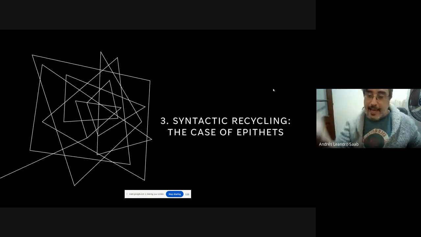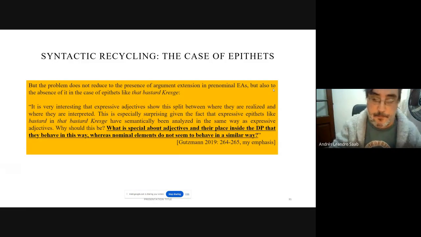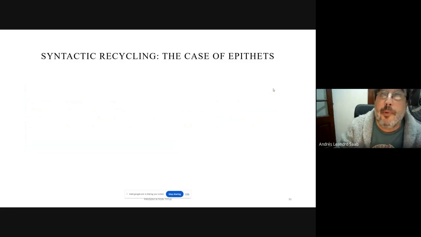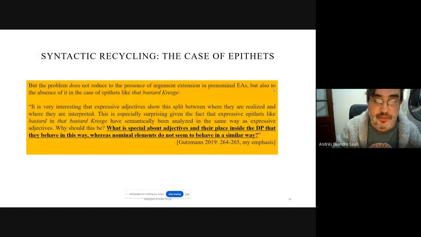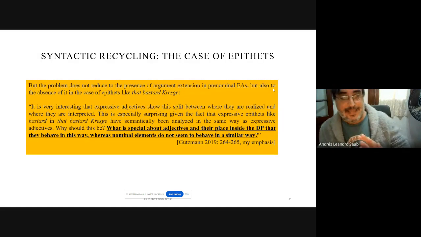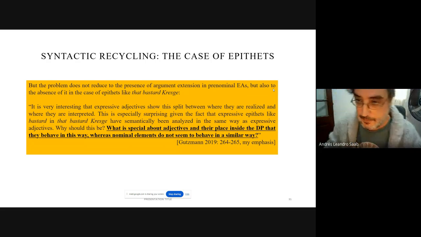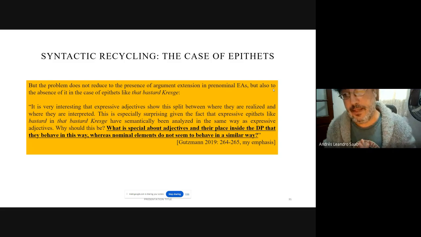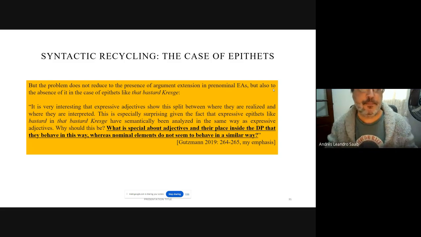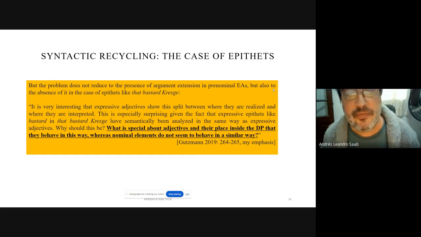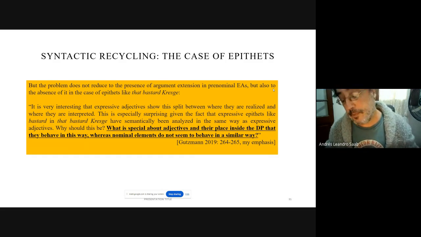So let's look at epithets. Recall that for POTS, epithets and expressive adjectives form a natural class. Now the observation is this. When you look at argument extension, it seems that only expressive adjectives trigger expressive argument extension effects. So when you look at epithets, they behave well in terms of composition. So you say that "that bastard Kresge", bastard can only modify its argument, the proper name in this case.